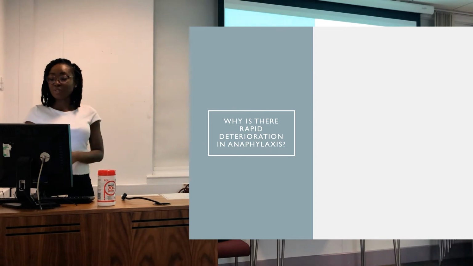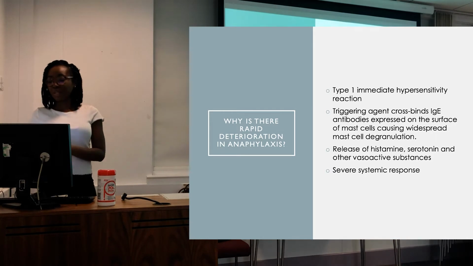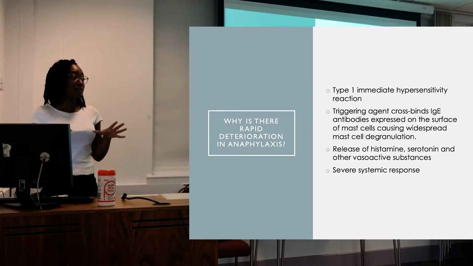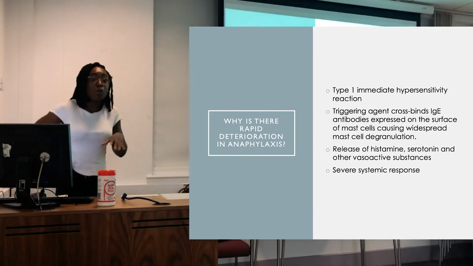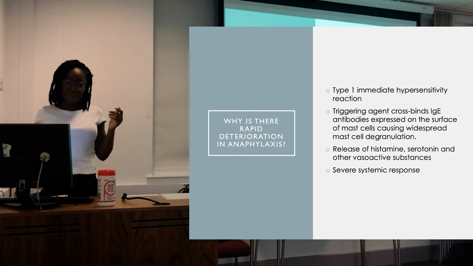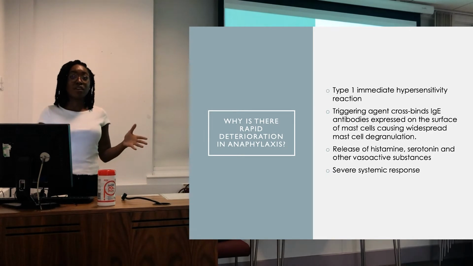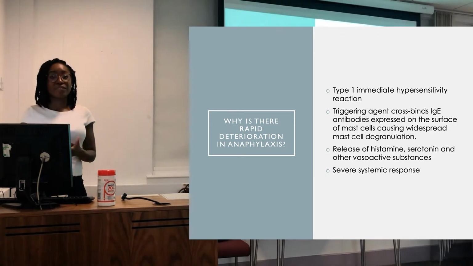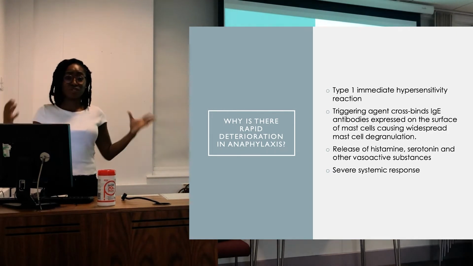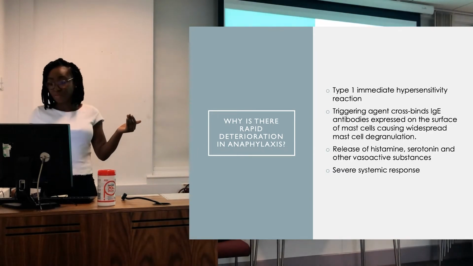It's a type 1 immediate hypersensitivity reaction, and it's triggered by the agent cross-binding of the IgE antibodies, and this causes a widespread mast cell degranulation. So you can imagine all of your mast cells just releasing all the vasoactive substances that they have. That causes widespread vasodilatation, and then you get that cardiovascular collapse, and you get that severe systemic response. Again, it's affecting your airway, your breathing, your circulation, everything. That's why you get rapid deterioration of the patient.